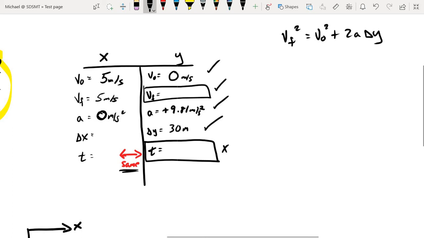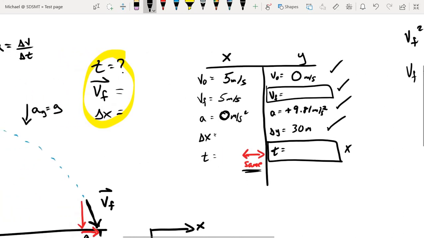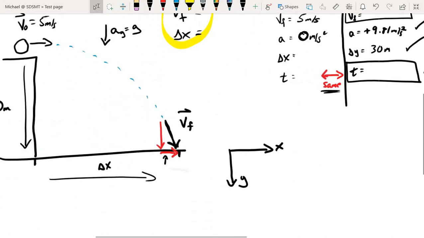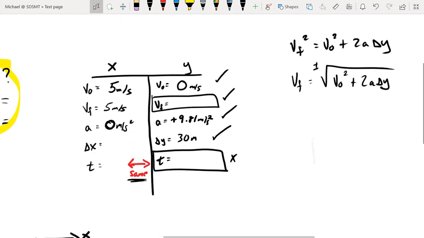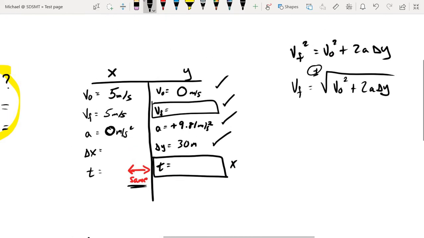We're looking for the final velocity component. We need to take a square root of each side. Technically, we get a plus minus out of our root. Which one do we want? Well, our final velocity component should be pointing down, and down is the positive direction with respect to our reference frame, so we're going to go with the positive solution.